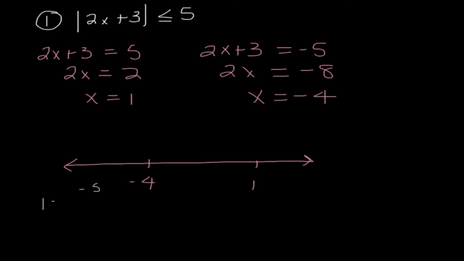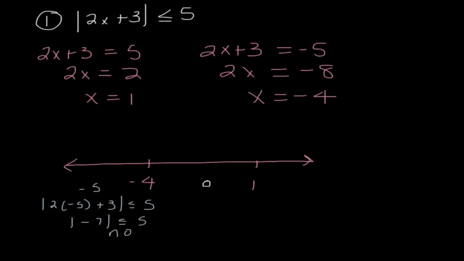So I have to do the absolute value of 2 times negative 5 plus 3 is less than or equal to 5. So I get the absolute value of negative 7 is less than or equal to 5. Is 7 less than or equal to 5? No. So I know I'm not shading to the left.